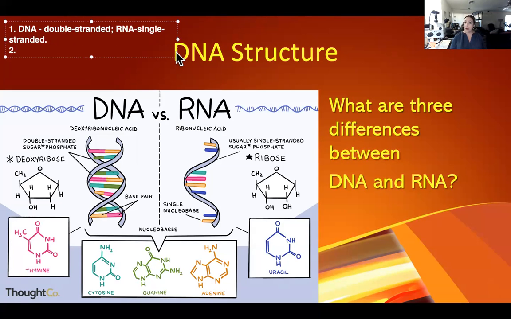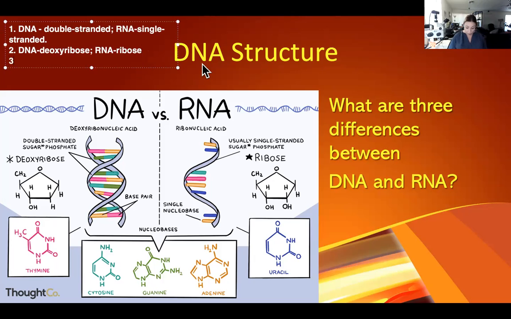Now, another difference between DNA and RNA is with the sugar. So DNA has deoxyribose as the sugar. RNA has ribose. That's why DNA is deoxyribonucleic acid, RNA is ribonucleic acid. So that reflects the fact that they have different sugars. Now, these sugars are almost entirely the same, except the deoxyribose in DNA is missing one of the oxygens that ribose has.